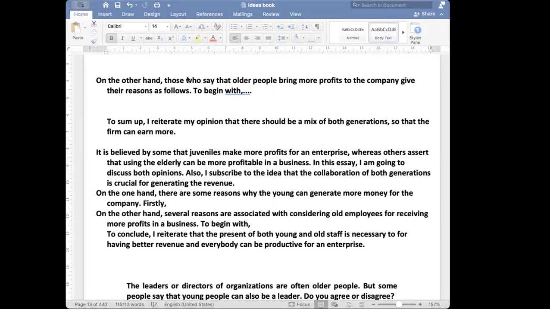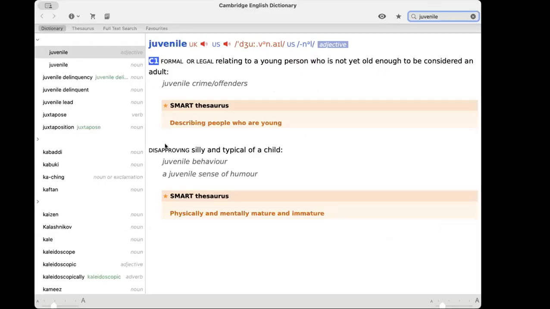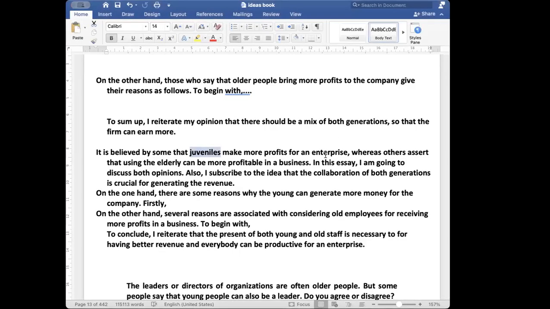Nafisa, I hope it is clear. Yes, ma'am. I got it. Can I use adolescents? No, that is 14 to 18. They are not yet meant to be working, right? This is it. See, it is disapproving, silly, typical. This is a juvenile crime, juvenile offense. It's illegal. It is used like that. So this is not to be used for young people. All right. Yes, ma'am. I wanted to clarify this because many other students also make this mistake.